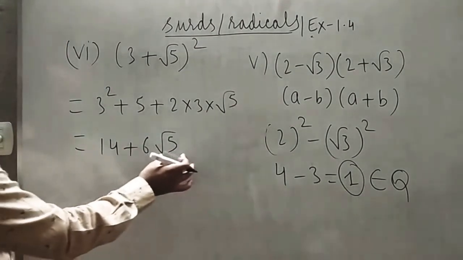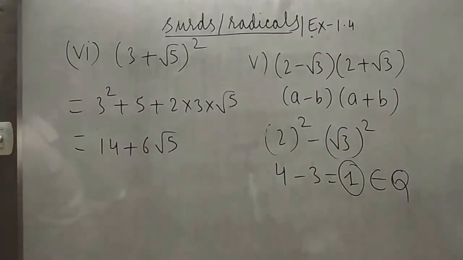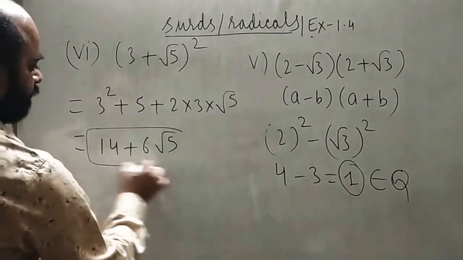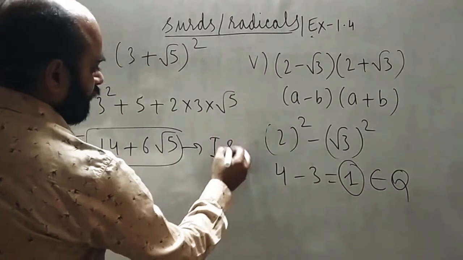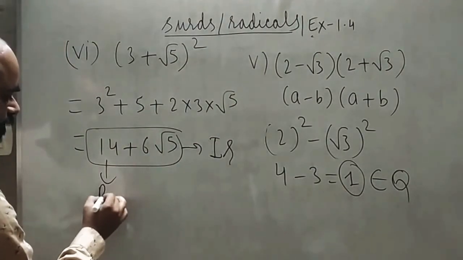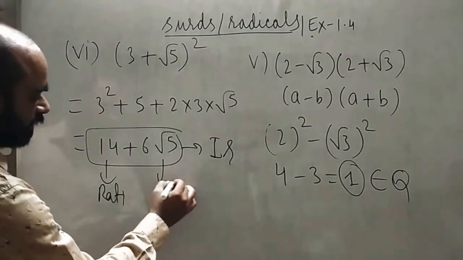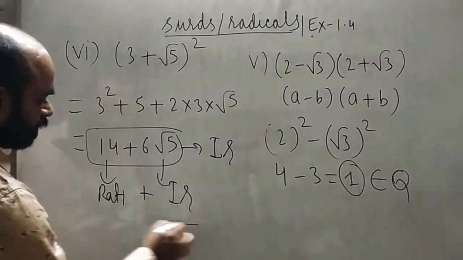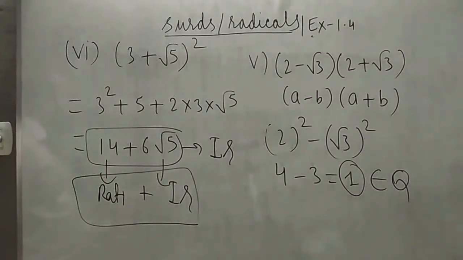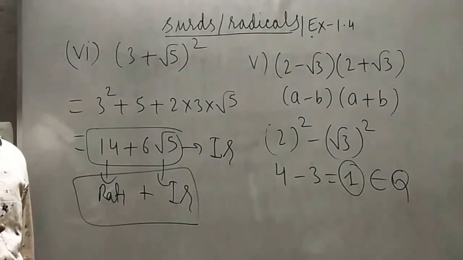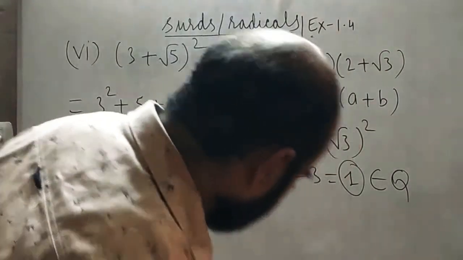This is rational, this is irrational. Further we cannot simplify. So this is finally what? Irrational number. Why? This is rational and this is irrational, and addition and subtraction of rational and irrational is finally irrational. Clear? So this is also done.